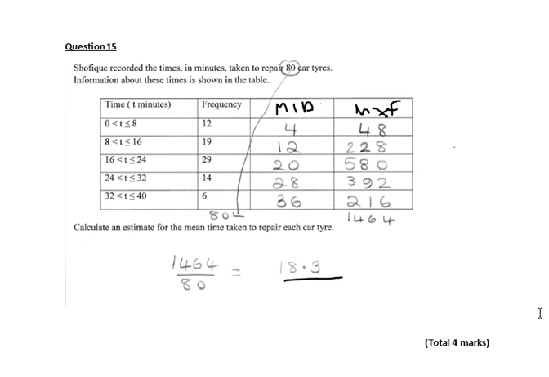Question 15, mean from a frequency table. You always work out the midpoints of the group first, then you do frequency times midpoint. It's the total of the last column divided by the total frequency. It gives us 18.3 as the mean. Does that seem sensible? Between 0 and 40, 18.3 is near the middle. That seems alright.